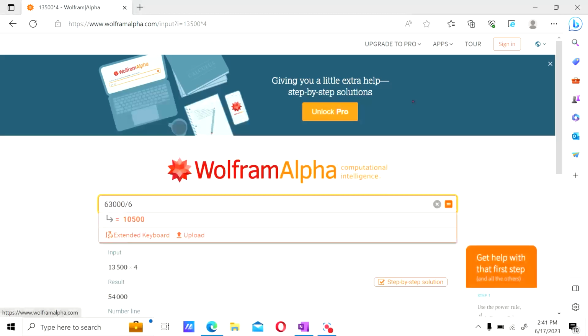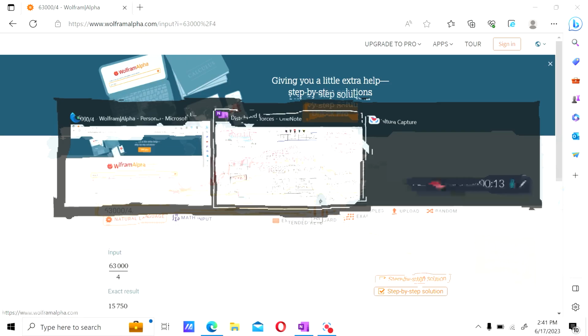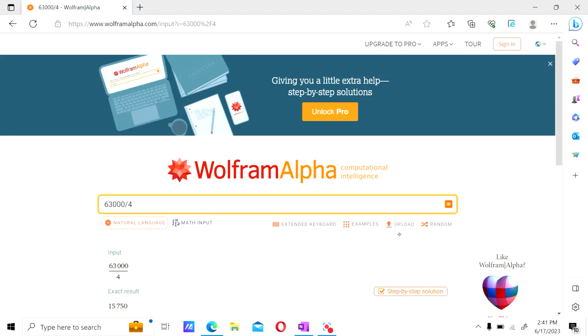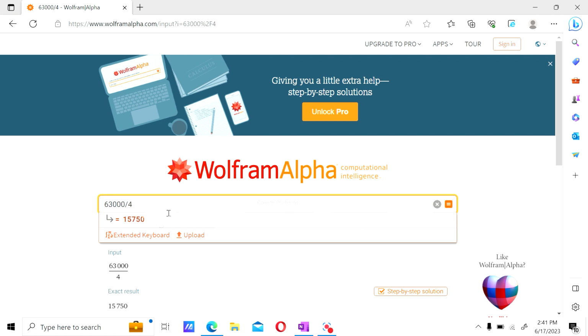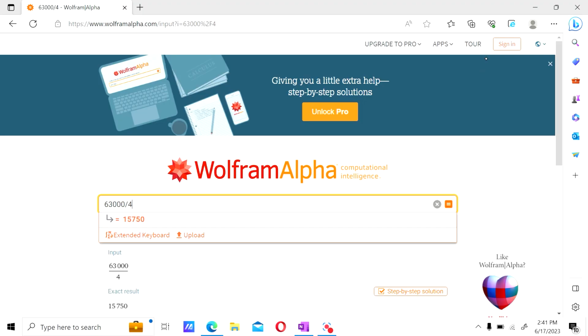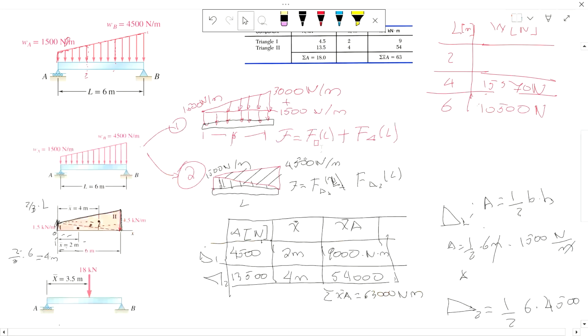At 4, and why divide it? Because here we have Newton meters, so we have to divide by meters just to have the Newton unit that we care about. 63 divided by 4 is 15,570, right? 15,570 newtons. And at 2 is 31,500. Okay, so those are local forces.